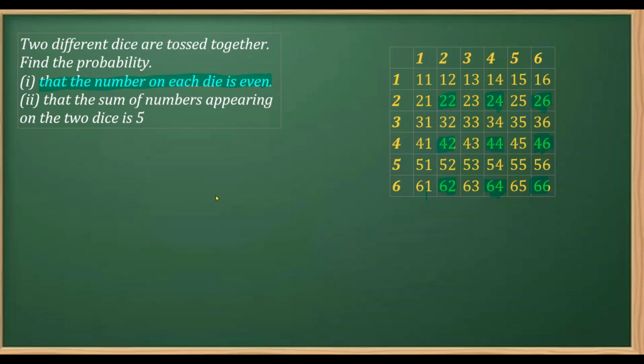So the required probability for the first part here is going to be what? If I write P(A), the favorable is 9 and the total observation is 36. So this is 1 over 4. Check for the next part. That is, the sum of the numbers appearing on the dice is 5. Exactly 5 we have to get, not less or more.